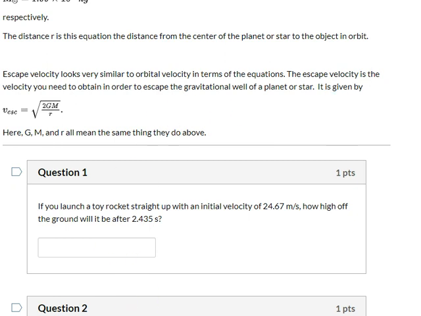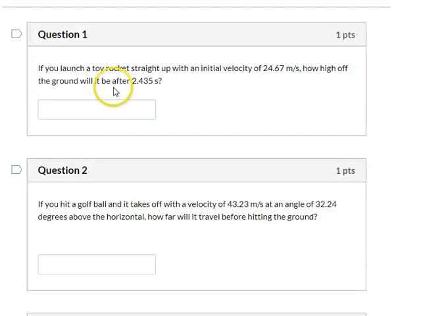All right, so let's look at the problems. You launch a toy rocket straight up. It has initial velocity v. How high off the ground will it be after 2.435 seconds, right? So in y, y is our v naught.